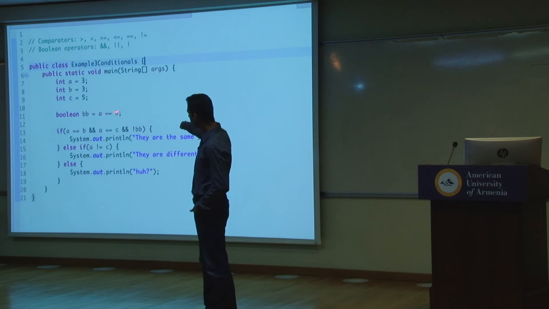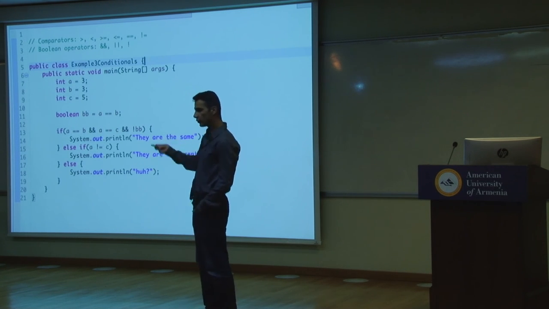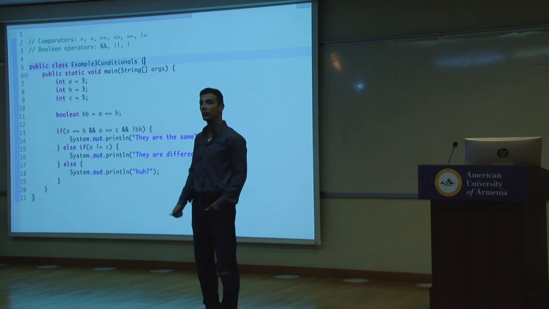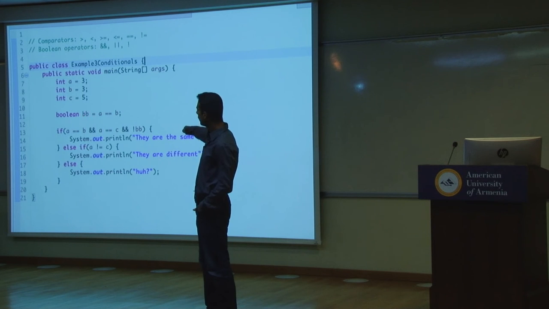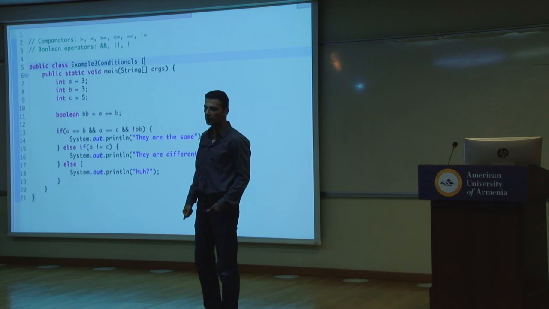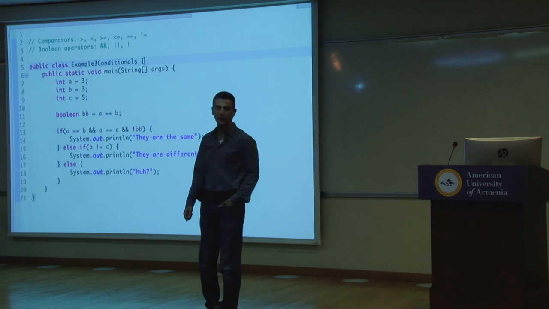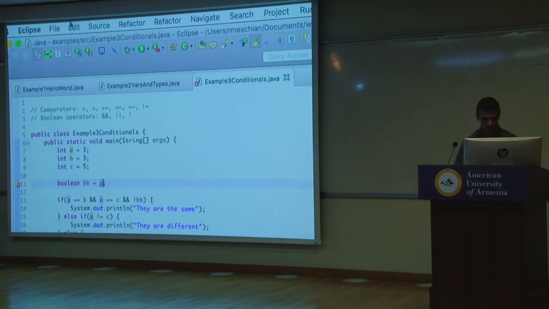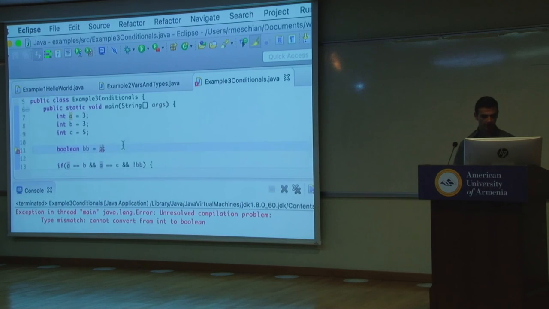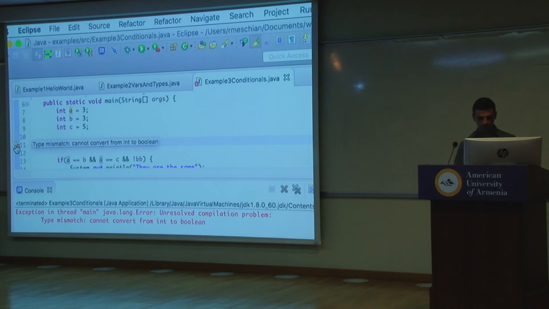Is A equal to B? What is the result of that? True. So BB is assigned true. Exactly like JavaScript. Okay, so if you did BB equals A equals B, B would be assigned into A. But then I think you would get an error because you're trying to assign an integer into a Boolean. Let's see. One second. Oh, first of all, right off the bat, it flags it as an error. Unresolved compilation problem. Cannot convert int to Boolean. It tells you exactly what it is. Nice, right?